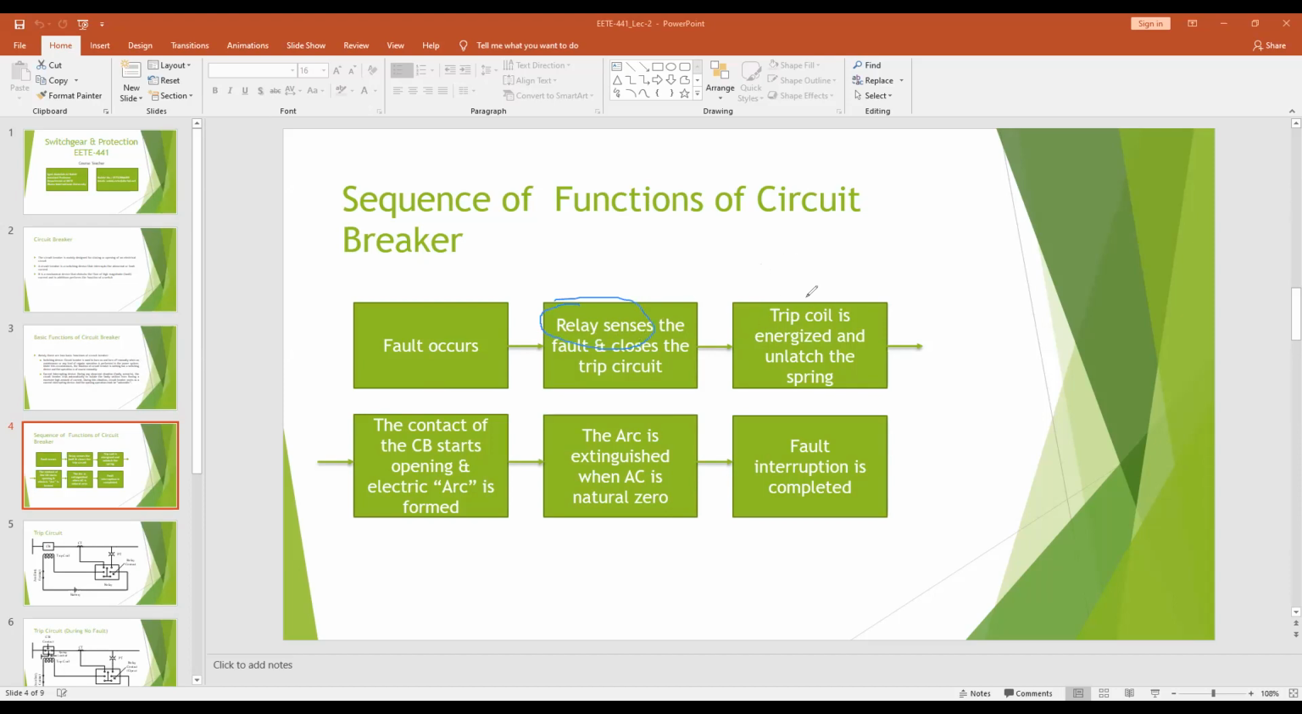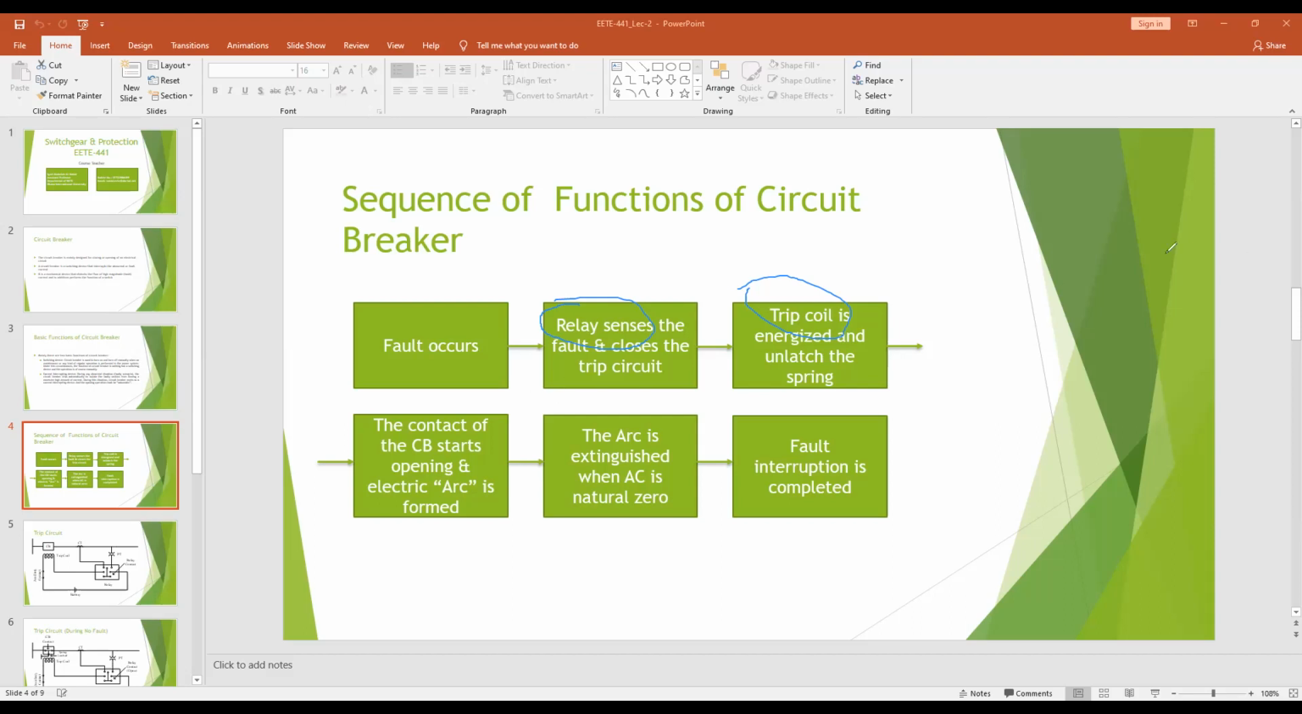Trip circuit and trip coil, I will discuss these later. For now, remember that the trip circuit is the medium that carries the instruction from the relay to the circuit breaker. The relay cannot call the circuit breaker, so it conveys its instructions via an arrangement known as the trip circuit. Understood or not? After the relay senses the fault, it closes the trip circuit, which is how it starts sending the information to the circuit breaker.